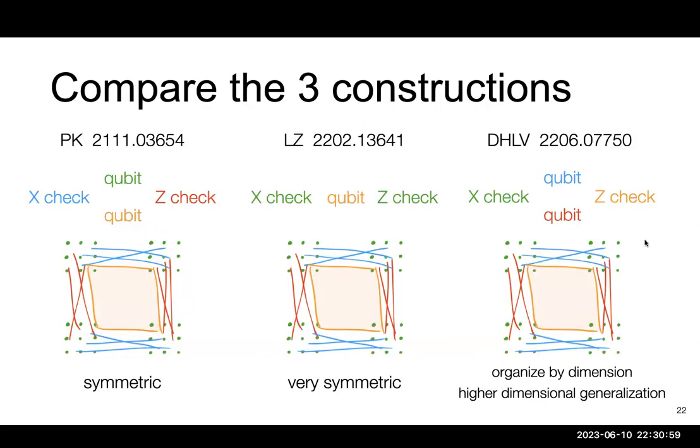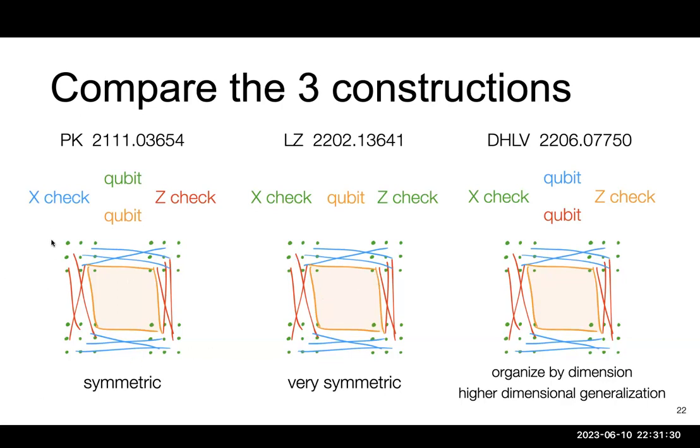So I just discussed this one on the right. But besides this assignment, there are also other choices. So for example, we can say the horizontal edges correspond to the x-checks, the vertices and the faces correspond to the qubits, and then the vertical edges correspond to the z-checks. Or we can say the vertices correspond to the checks and the faces correspond to the qubits. So there are different benefits for these constructions.